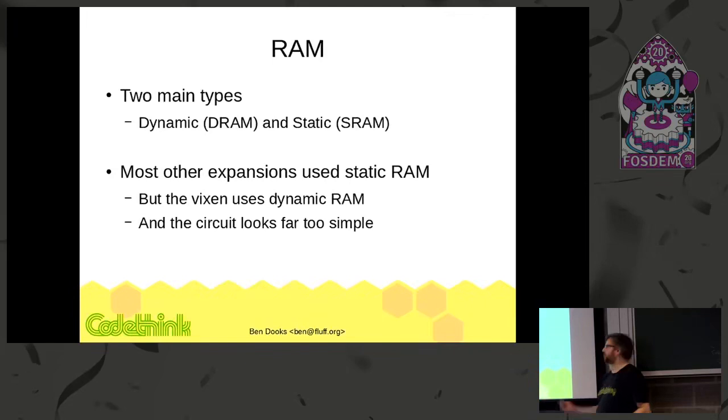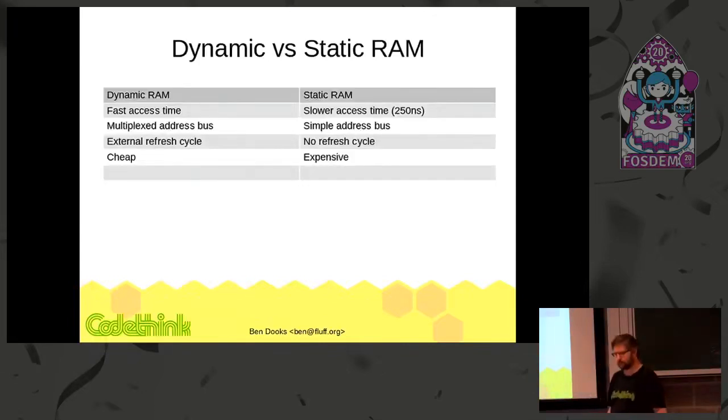So there's two types of RAM from this sort of era. There's the static and dynamic RAM. Nowadays it's pretty much all dynamic, because that's the stuff that's won. But in this space, most of the expansions use the static RAM. And this one, from looking at the picture, was using dynamic RAM. And I was thinking, that circuit looks a bit too simple. And I'll go through. So, as I say, two types of RAM.